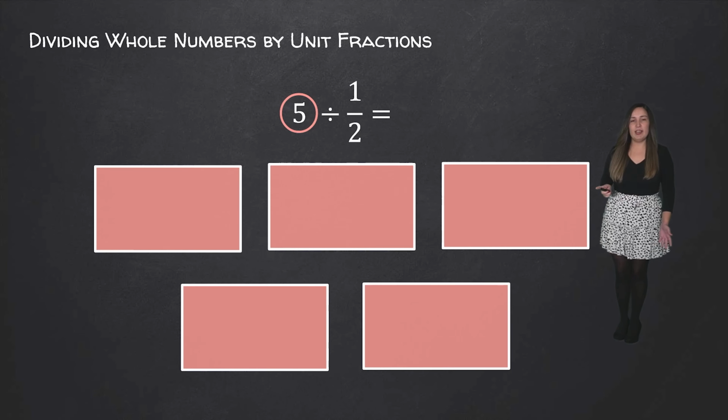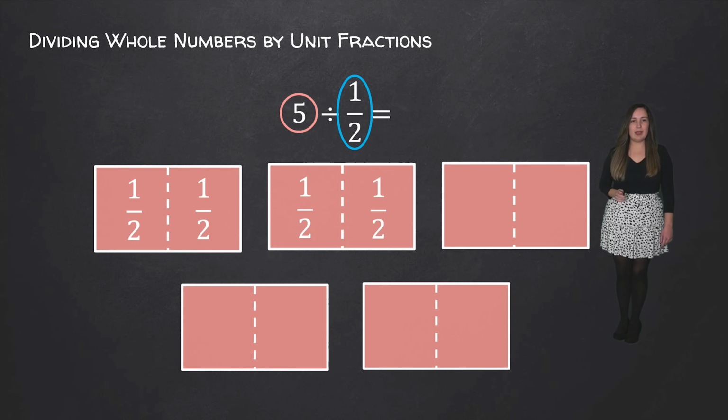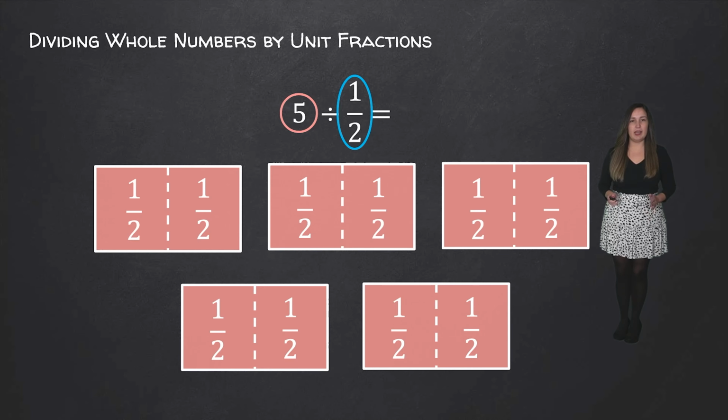Now that we have 5 wholes, we're going to divide it by half, so we're going to split up all of these into halves. And then I'm just going to go ahead and label out these halves so you can visually see them better. So when we do 5 divided by half, we were trying to figure out how many halves fit into 5 wholes.